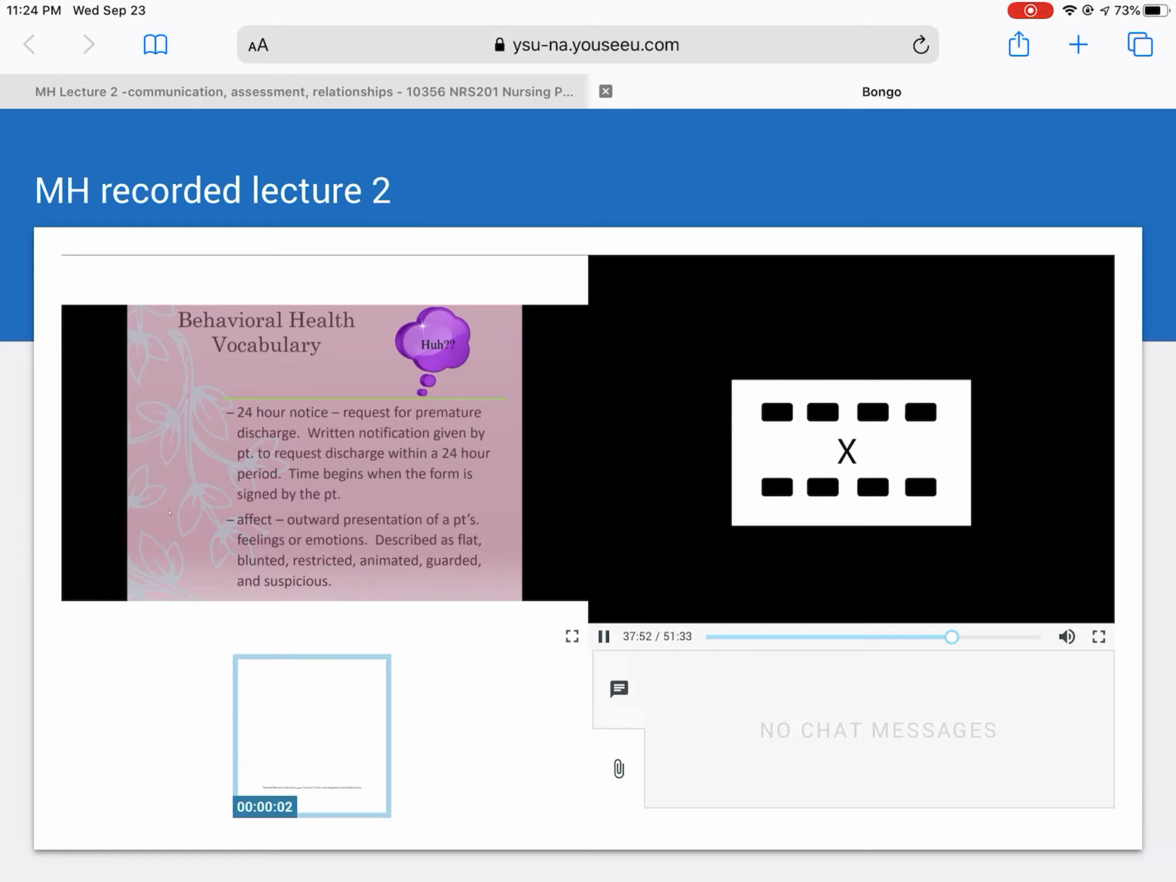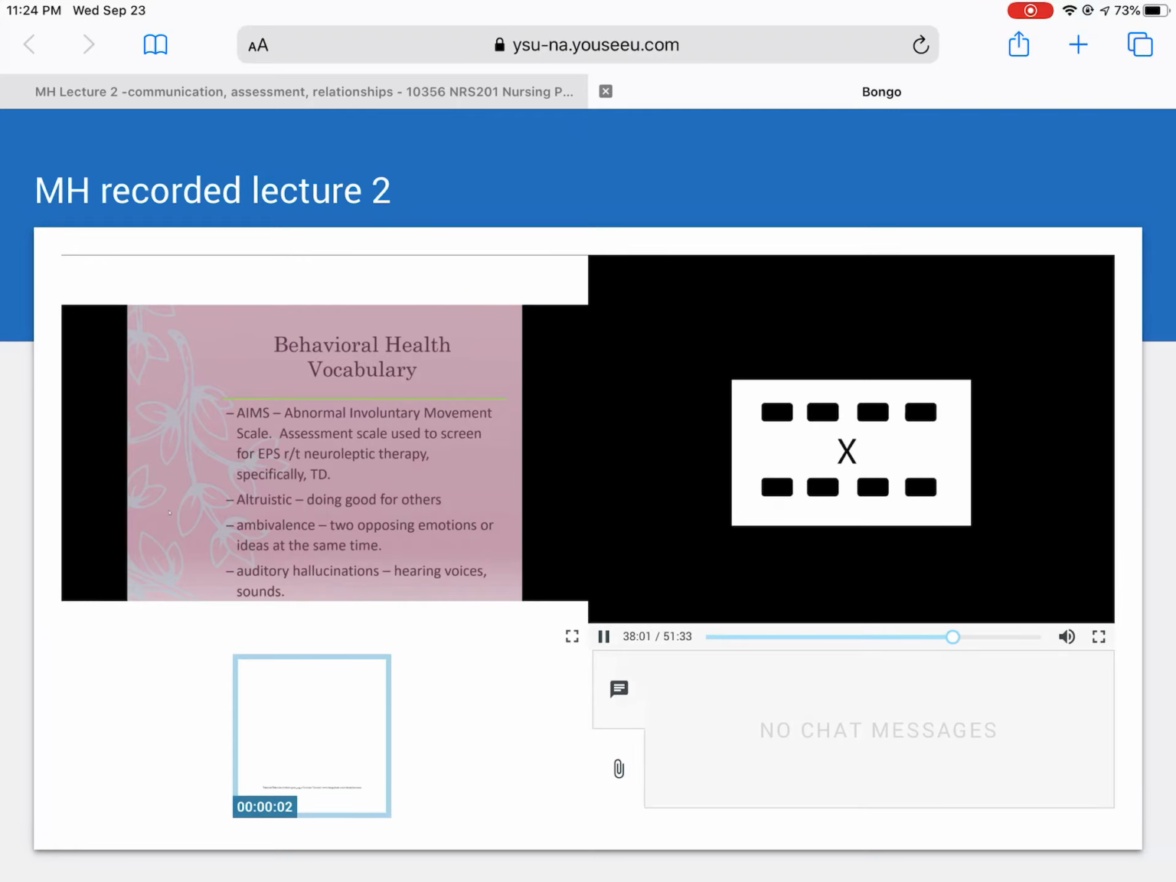Affect is the outward presentation of their feelings or emotions, and can be described as flat, blunted, restricted, guarded, suspicious. AIMS, abnormal involuntary movement scale. You will need to remember this. When we get to the extrapyramidal symptoms, the AIMS is going to play an important part in assessing the patient for any type of EPS, specifically tardive dyskinesia. Altruistic means doing good for others, or altruism. Personality disorders such as borderline personality disorder and antisocial personality disorder cannot be altruistic. They cannot do good for other people.